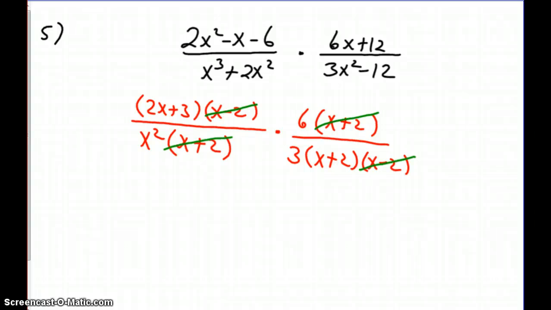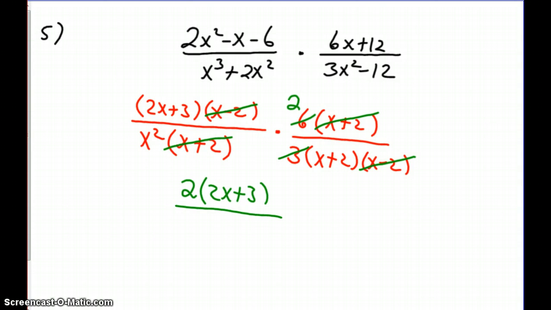Yes, you can. You made a mistake. What else can you cancel? Okay, right. 3 goes into 6 2 times, right? Well, see, you got to get everything. All right. So now can you cancel anything else? No. Okay, so now you can write down the answer. The answer is going to be 2 times 2x plus 3 over, right, x squared, okay, times x plus 2, right?